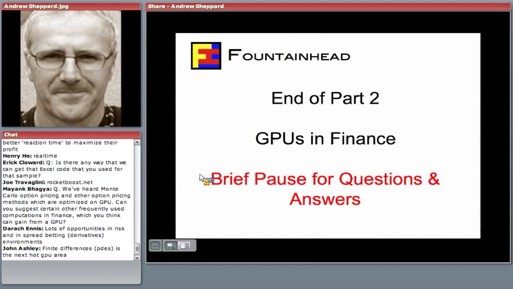So I see a lot of demand from trading. I see a lot of demand, equal if not more, from the risk side, to speed up risk to keep up with the trading. Specific areas, things like high-frequency trading, data prospecting, they're all useful areas.